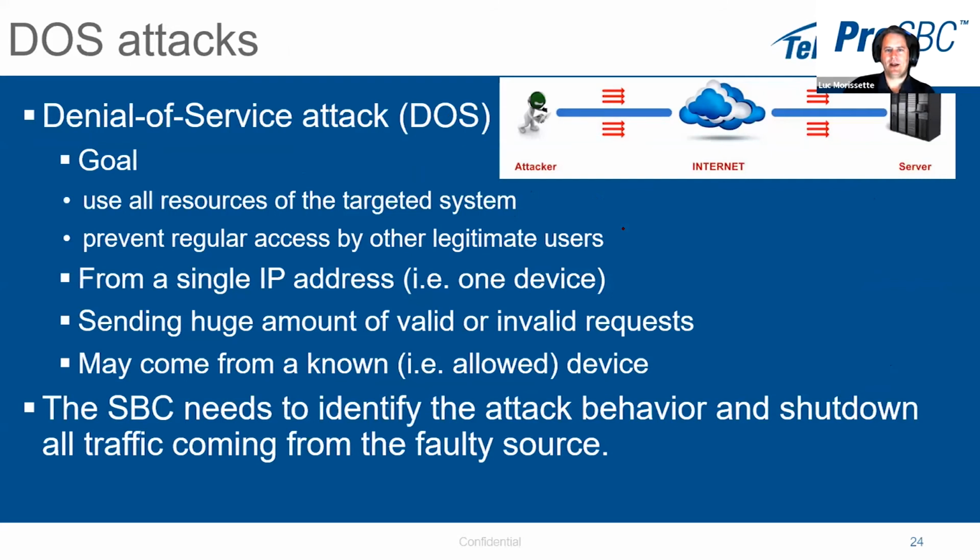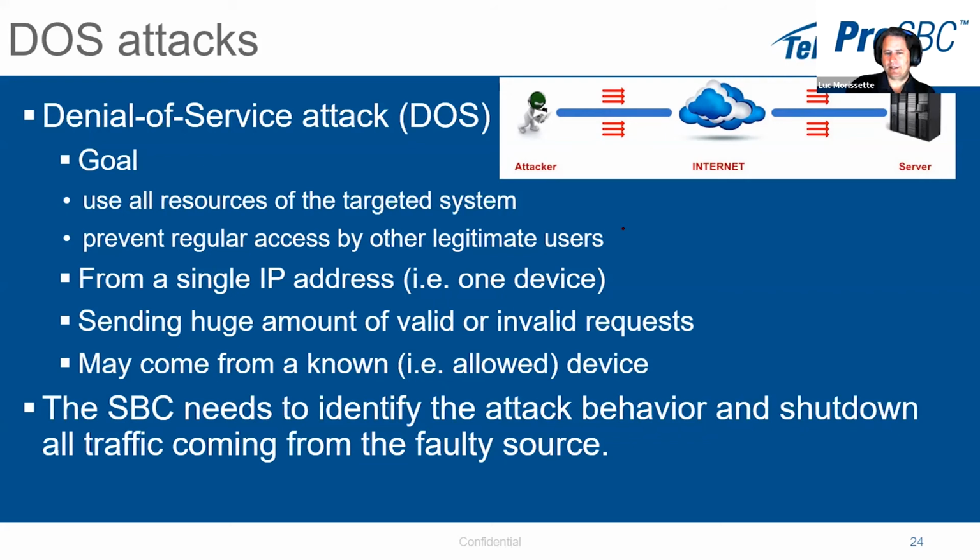So here we have denial of service attacks. The goal of a DoS attack is to use all the resources of a system, and then this will block access from other users to the system. Usually a DoS attack comes from a single IP address, and it sends a lot of traffic that is either valid or invalid. Sometimes invalid traffic is more damaging than valid traffic.